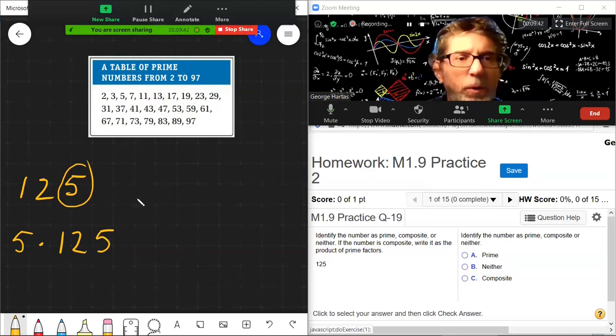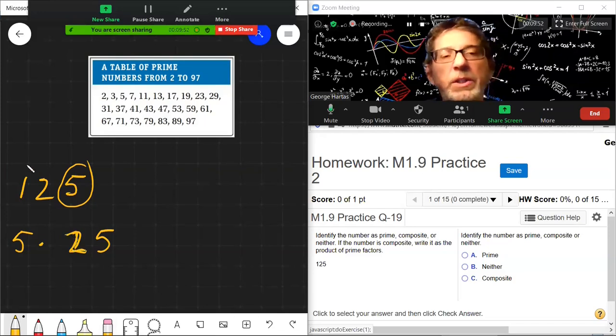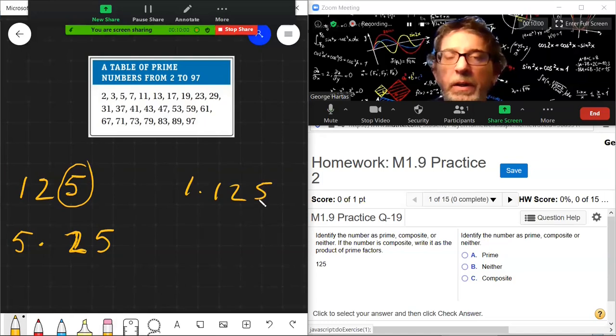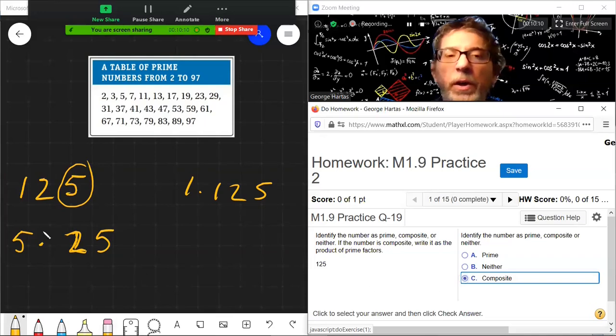Sorry, so that should be 25, right? That should be 25, right there. 5 times 25 is 125. So the fact that we could break this number down into other numbers besides 1 times 125 tells us that this has to be a composite number, because there are other factors besides 1 times 125. And here it is right here: 5 times 25 is 125.